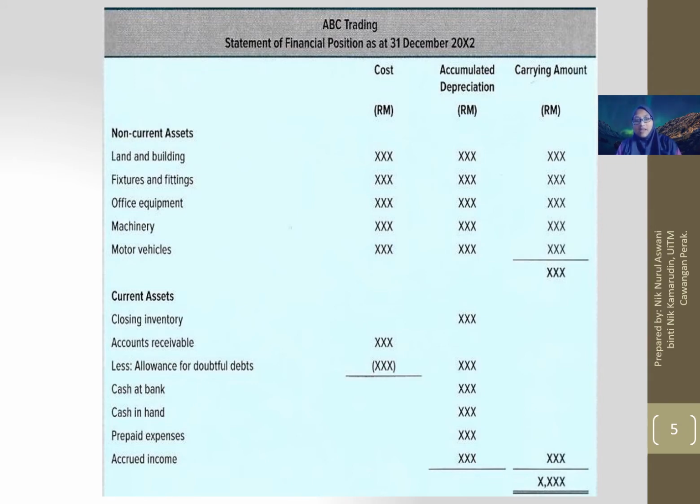However, the asset needs to be further divided into non-current asset and current asset. Non-current asset, other names for non-current asset is long-term asset. For current asset, short-term asset. So examples of non-current assets are land and buildings, fixtures and fittings, office equipment, machinery, motor vehicles. For current asset, we have inventory, account receivable, cash at bank, cash in hand, prepaid expenses, and accrued income.